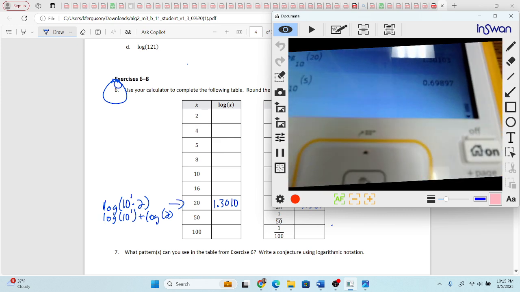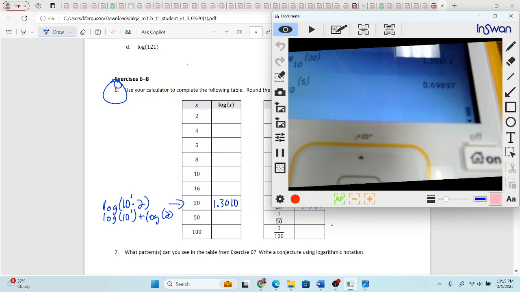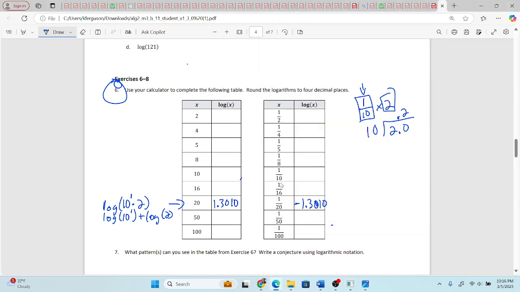And that rounded is 0.698. Nope, it is 0.6990, because that 9 looks at the 7. 7 is 7. 5 or more changes the score, so I'm going to add 1. That's going to make that 90. So for 5, it is 0.6990. So what do you think that's going to be?